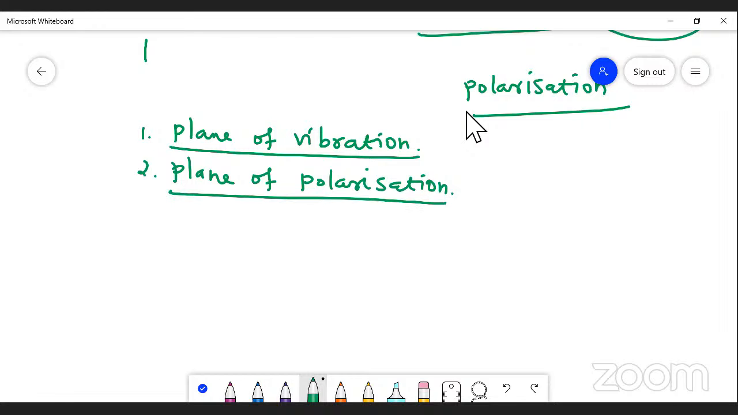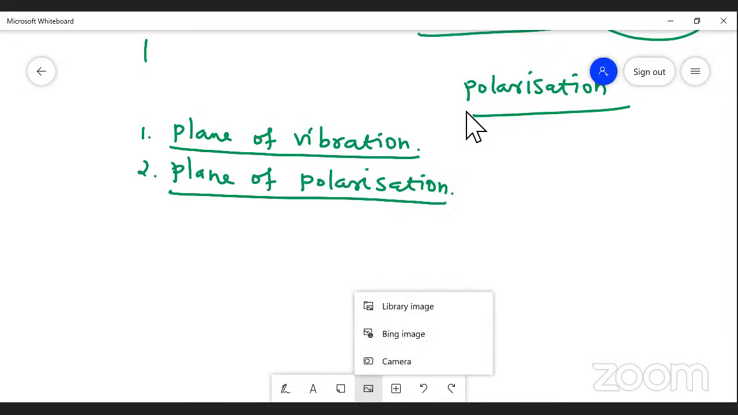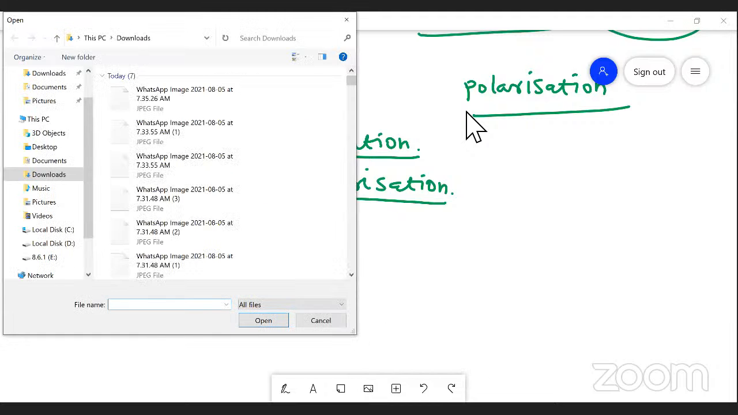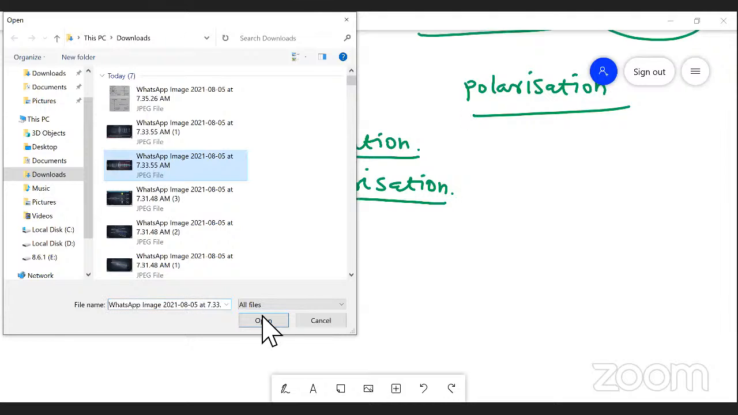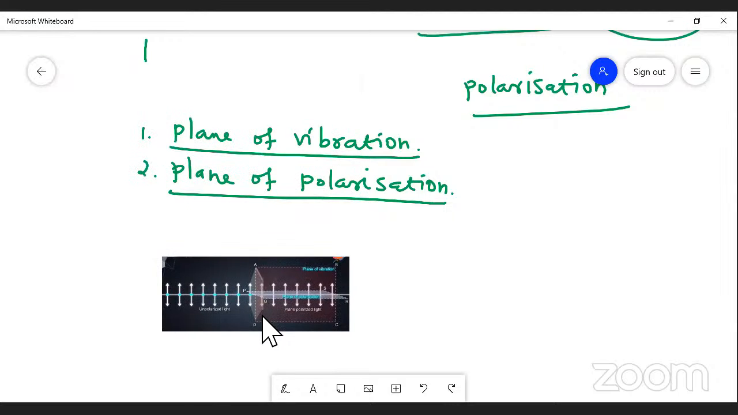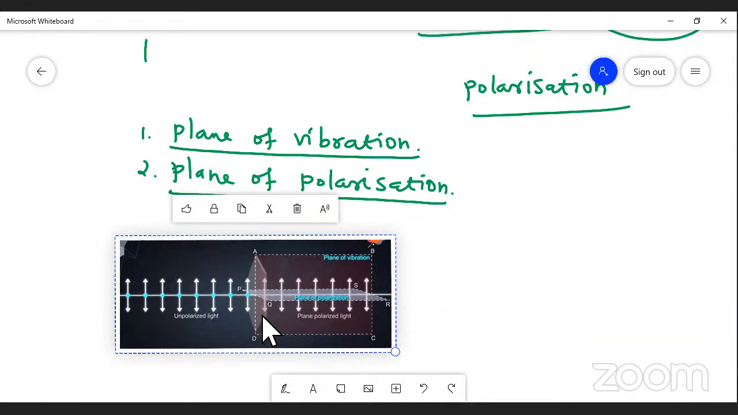Simple. A plane which is parallel to the optic axis of the crystal, in which vibrations occur, is known as the plane of vibration.